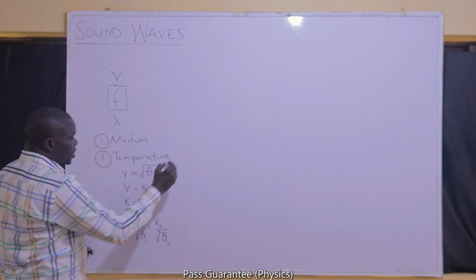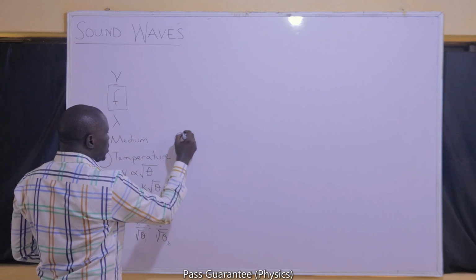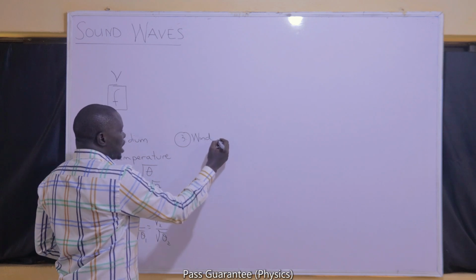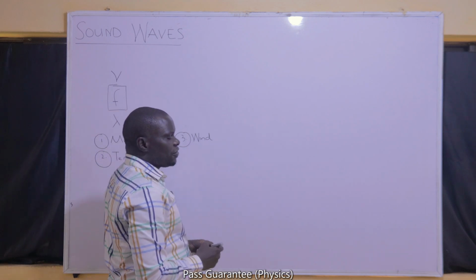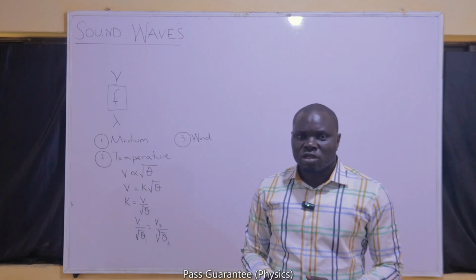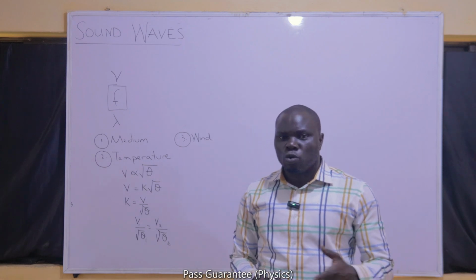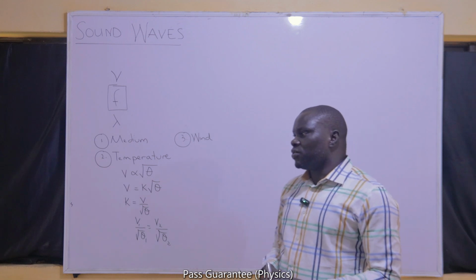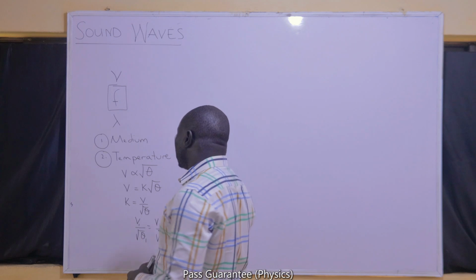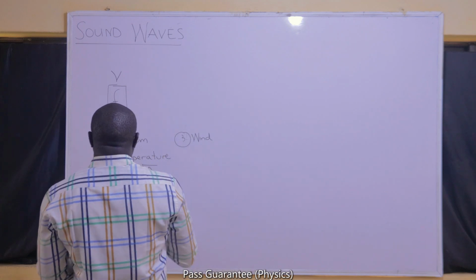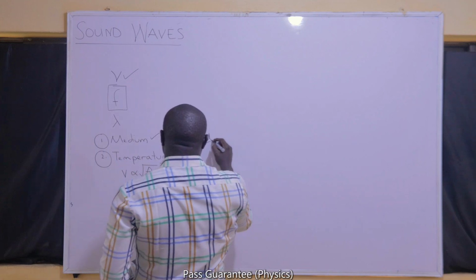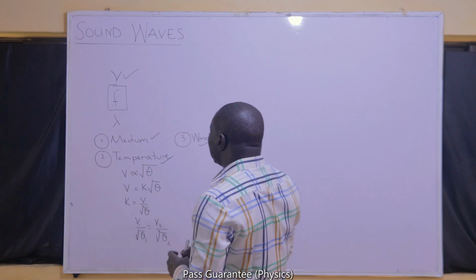The third thing that can affect the velocity of sound is the wind velocity, particularly the velocity of sound in air. The wind direction and the wind velocity can affect the velocity of sound. When sound is traveling in the same direction as the wind, it will be wind assisted, and we expect the velocity of sound to increase. When sound is traveling against the direction of the wind, we expect the velocity to drop. So the velocity of sound is affected by the medium, the temperature of the medium, and the wind direction.